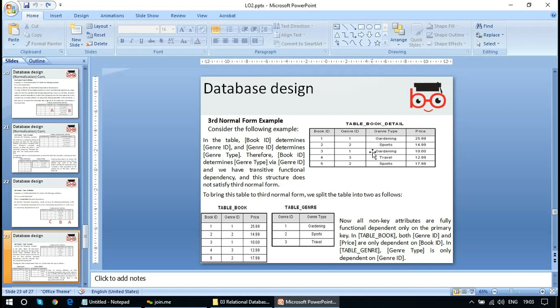Until this table, this became the second normal form, and in the third normal form, what happened? The genre ID is depending on the book ID now. So that's basically the third normal form. And that's probably not the only example, there might be some easier examples.